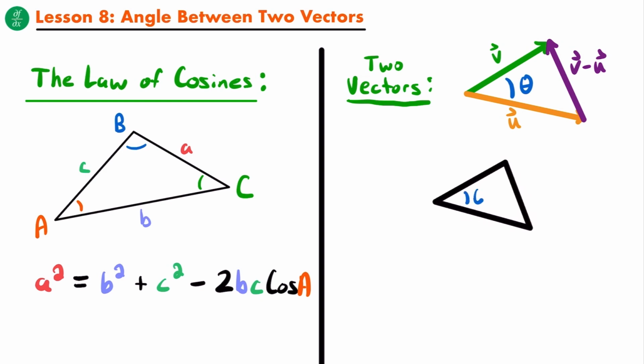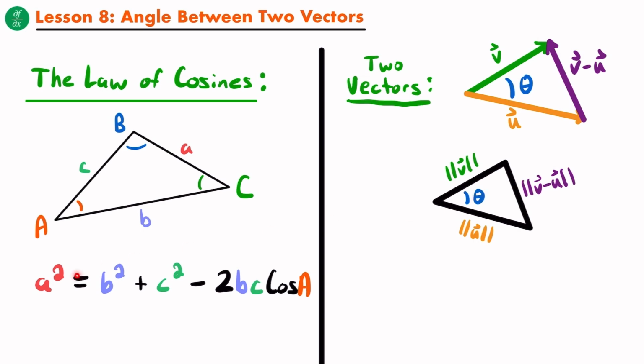This is the angle that we're trying to find, the angle between vector v and vector u. This side length is the magnitude of vector v, this side length is the magnitude of vector u, and this side length is the magnitude of vector v minus vector u. All right, and so now that we have a triangle with an unknown angle, but 3 known side lengths, we can set up an equation using the law of cosines that will allow us to solve for this angle.